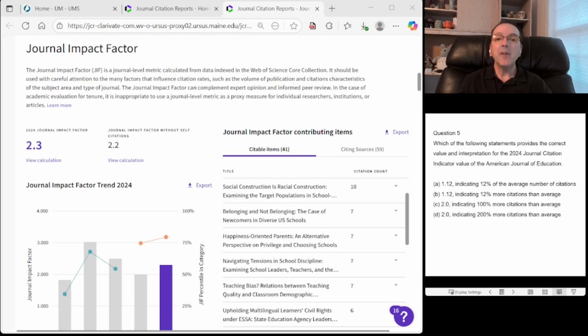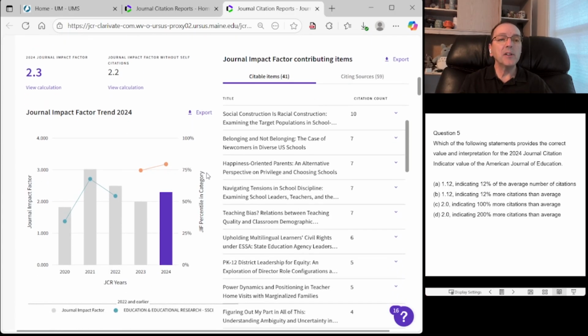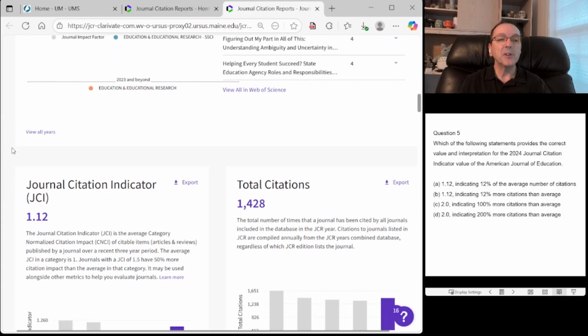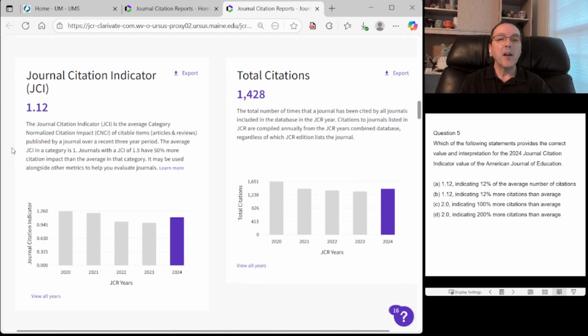Okay. Now let's scroll down a little bit more. You can see here it shows how the impact factor has changed over time. Lots of interesting information here. I'm going to talk here about the journal citation indicator for a bit. And that also gets us to question number 5.